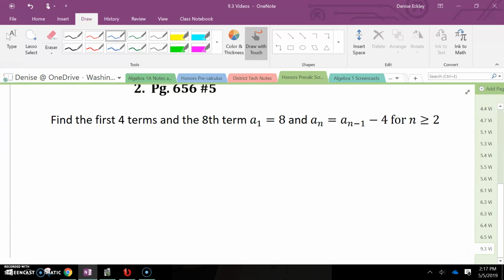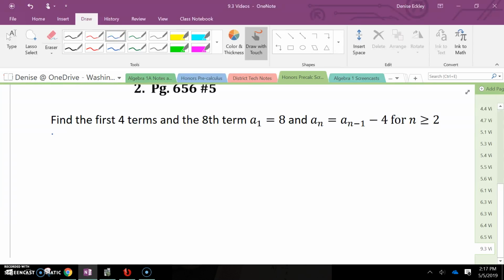Page 656, number 5. We are to find the first four terms and the eighth term when we know that a sub 1 is 8 and a sub n equals a sub n minus 1, minus 4, for n greater than or equal to 2. So in this example, we're given a recursive relationship instead of an explicit one as we were in example number 1. So we can just go through the terms.